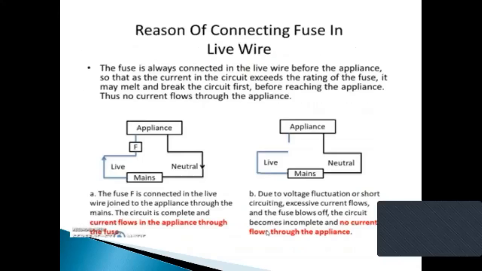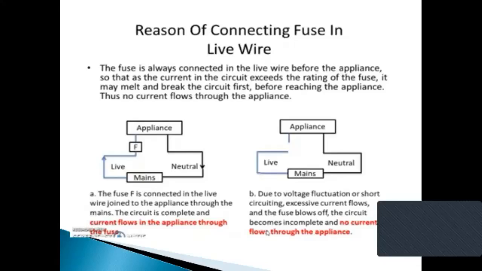You can see in the first diagram that this is an appliance, there is a live wire and a mains, and there is a fuse. Now as there is fluctuation or any kind of short circuit or fault occurs, then fuse will break and no current will flow in the appliance. So now your appliance is safe. High voltage current is not flowing through the appliance, therefore the appliance is safe to use. This is the reason of connecting fuse in the live wire.